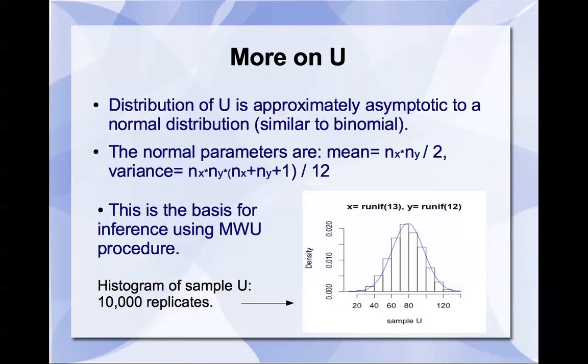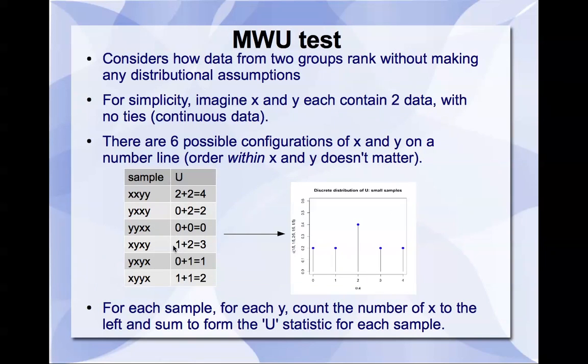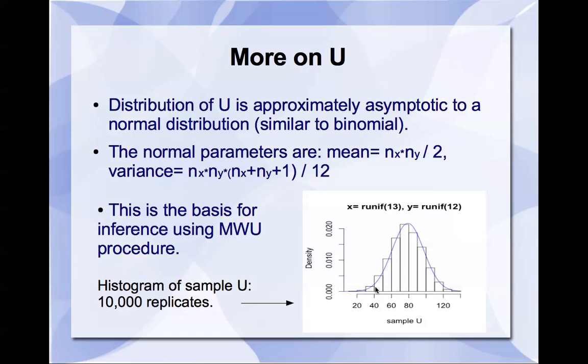So this normal distribution that it approaches has calculable parameters and is the basis for inference using the Mann-Whitney-U procedure. Here I have pictured a simulation, 10,000 replicates of 12 and 13 data in each vector. From that, the U statistic was calculated in a very similar manner to that which was done here. And then a histogram has been created from the 10,000 replicates, and as we can see, it is very close to normal looking, and the superimposed curve here is the one that is calculated using these parameter formulas.